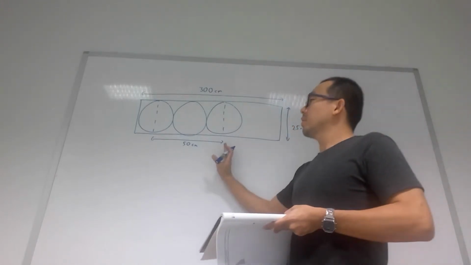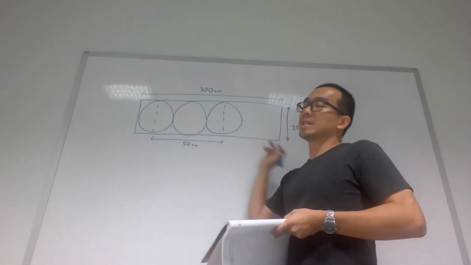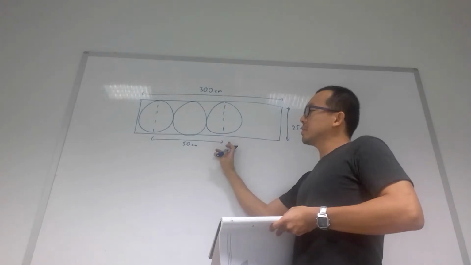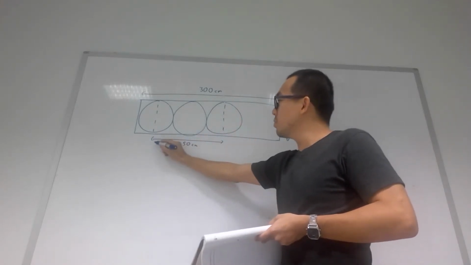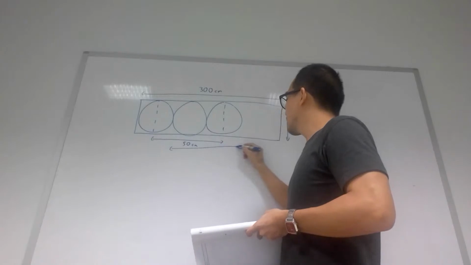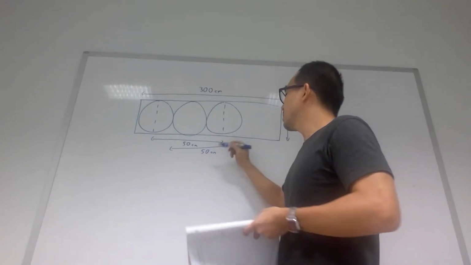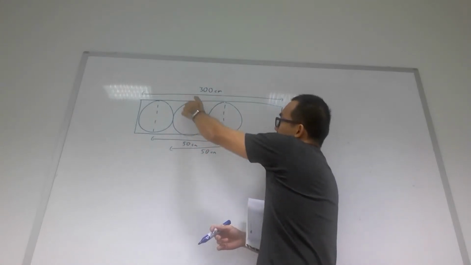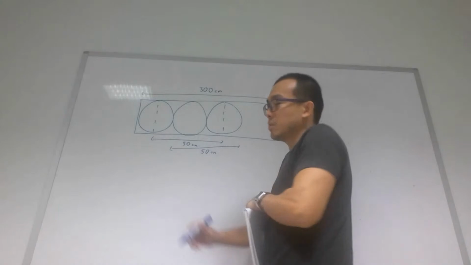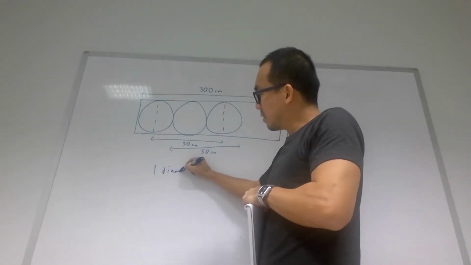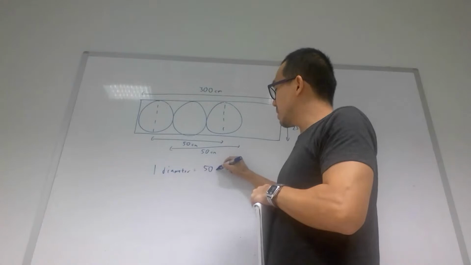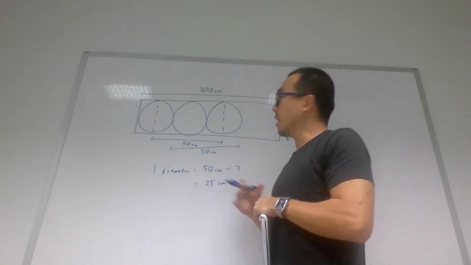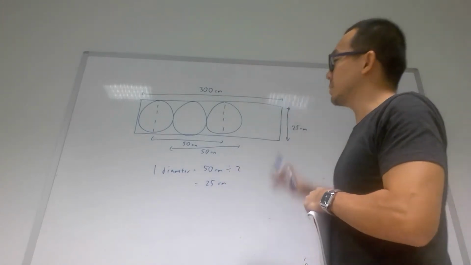Now take a look. One circle, what is the diameter? You know it is 50 centimeters. I'm going to move this a little bit. Can you see that it's the same as well? If I move this here, the two diameters is 50 cm. So one diameter equals 50 centimeters divided by 2, so 25 centimeters. Yeah, that's true. See, one is 25 centimeters.